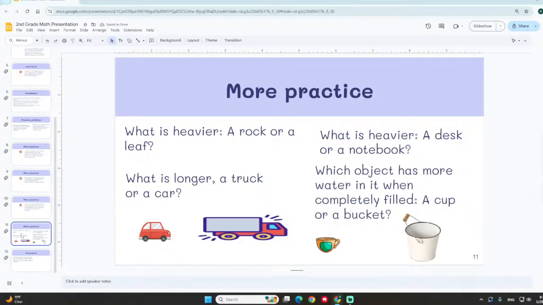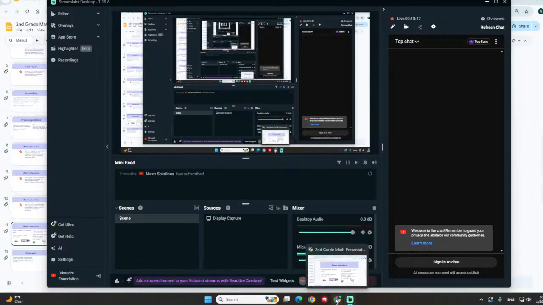So next thing. What is longer, a truck or a car? So here's an image of a truck. Here's an image of a car. You can't really find a truck or a car, so just think about it in your head. Which one is longer? Okay. So do this and then we'll go over it.